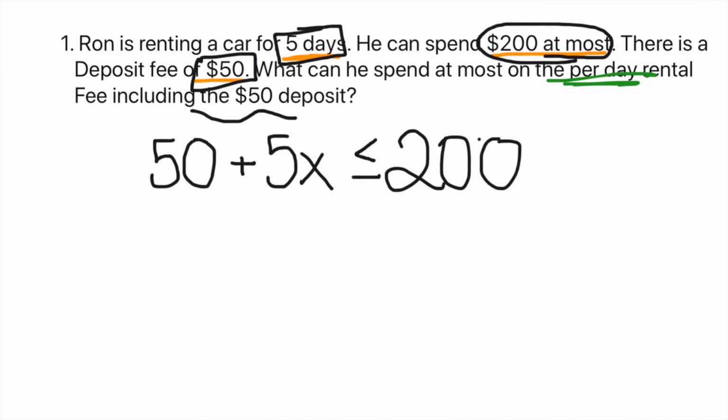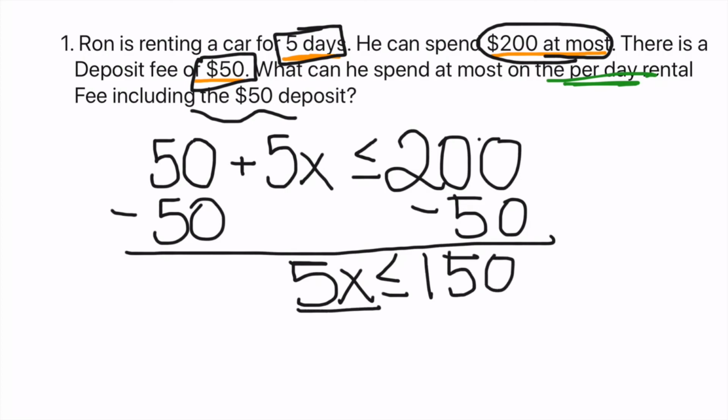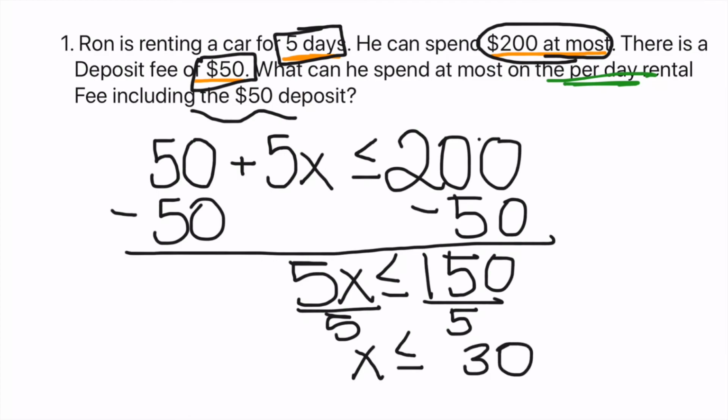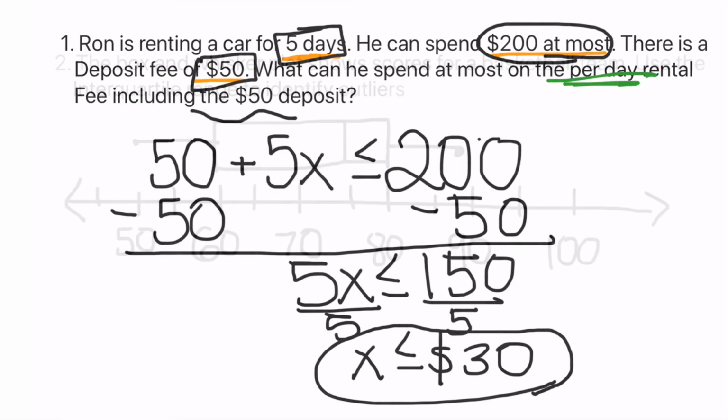So since we want x by itself, I'm going to first get rid of this 50 by subtracting it from both sides. So we're left with 5x is less than or equal to 150. And now divide by 5. So we get x is less than or equal to 30. And we're talking about money, the fee that he's going to spend per day. So it's $30. So he can spend at most $30 per day for that rental fee.